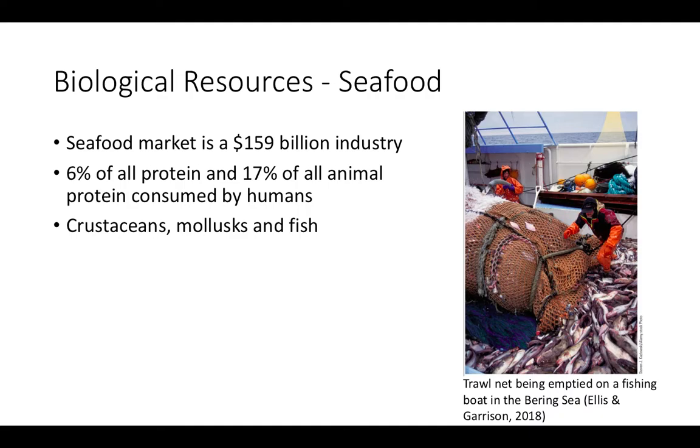6% of all protein and 17% of all animal protein consumed by humans comes from seafood. And a lot of this is made up by Asian countries where seafood is much more of a staple. And so we're talking specifically about crustaceans, mollusks, and fish. These are our biological resources. Now, most of this we think of is going for human consumption, just plain old seafood.